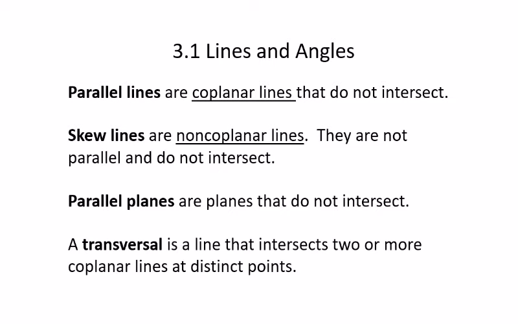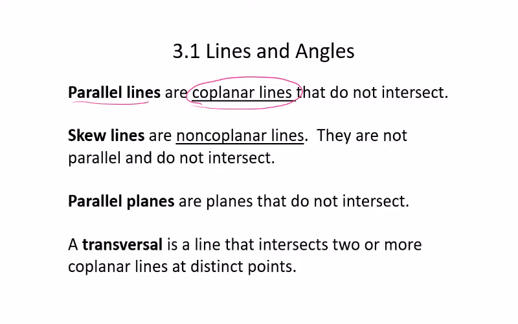All right, mathletes, we made it to chapter 3, and our first section here is 3.1. We're talking about lines and angles. We've talked about parallel lines before as being lines that do not intersect, right? But we want to be a little more specific. So parallel lines are coplanar lines that do not intersect, right?